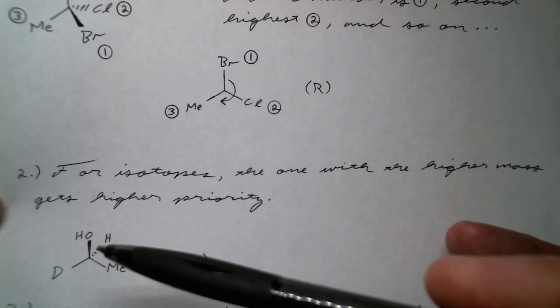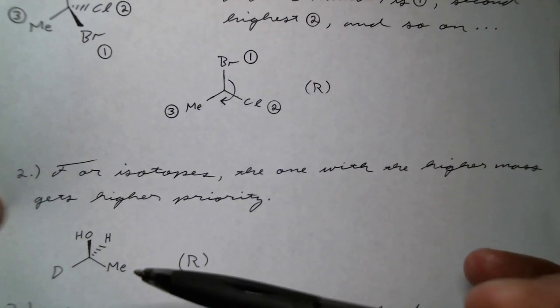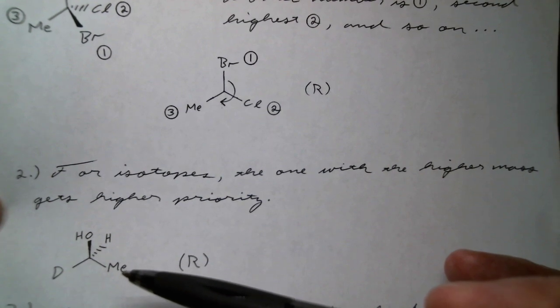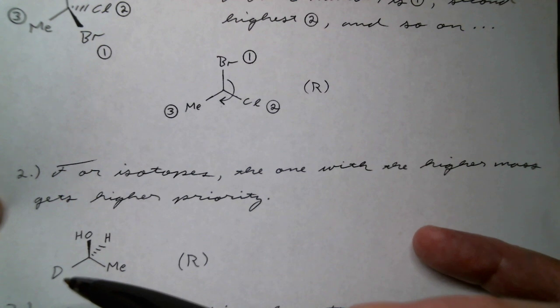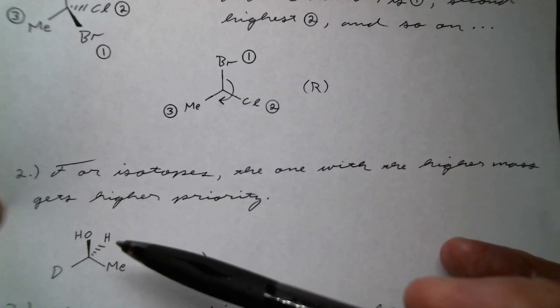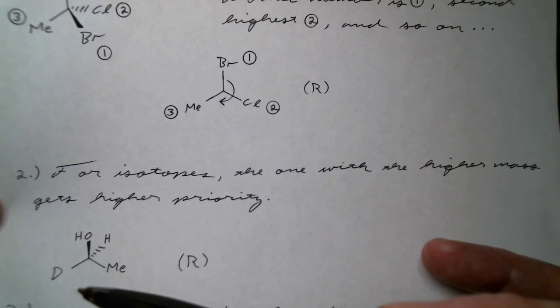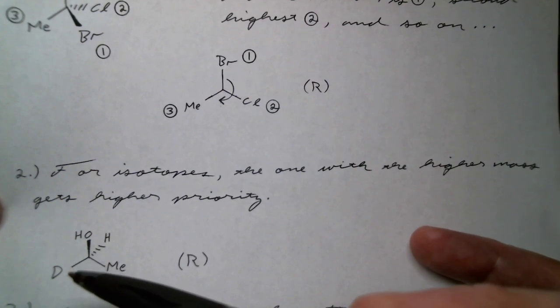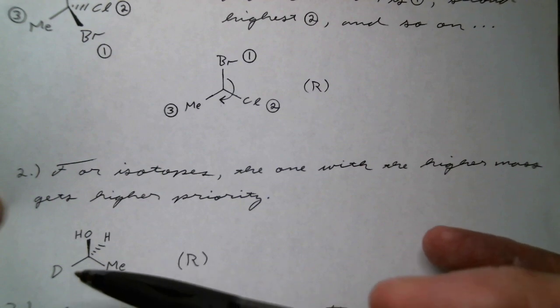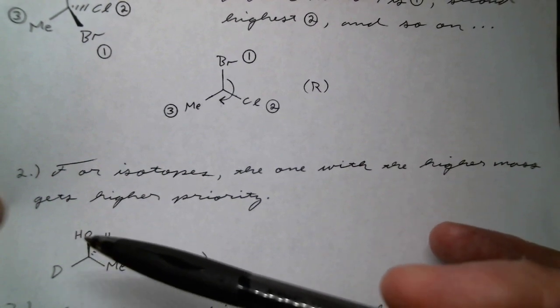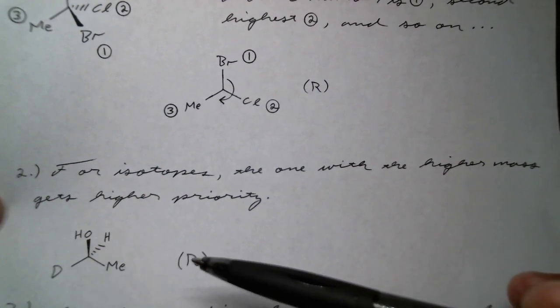Now we assign the other priorities. Well, oxygen is first, the carbon of the methyl group is second, and then deuterium is third. It's slightly higher in priority than hydrogen because it has a higher mass as an isotope. So if we connect 1 to 2 to 3, which way are we going? We're going clockwise. So that means this is an R stereocenter.